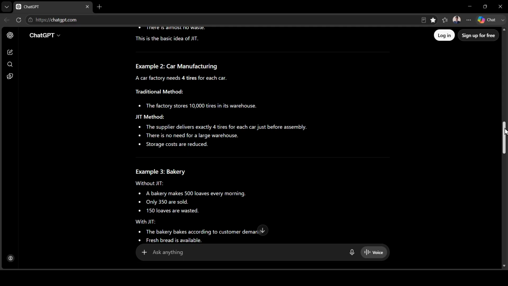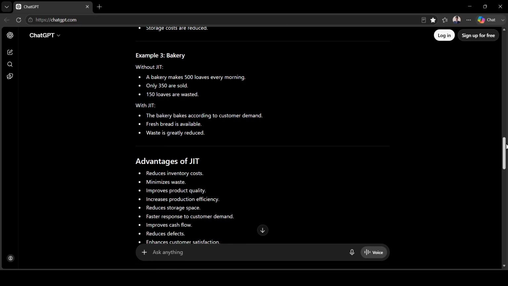One more example, Example 3, a bakery. Without JIT, a bakery makes 500 loaves every morning. Only 350 are sold and 150 loaves are wasted. With JIT, the bakery bakes according to customer demand. Fresh bread is available and waste is greatly reduced.